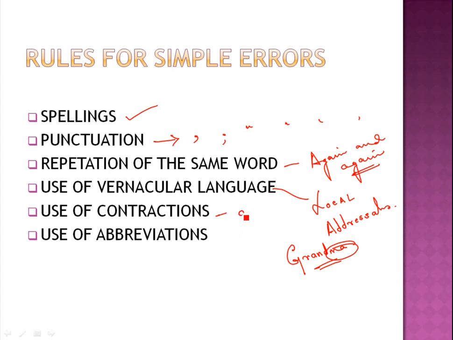Use of contractions, like don't, is not allowed. You can't write can't, you have to write cannot. Use of abbreviations like, for example, app, TV, all these are not allowed. Okay. All these are simple errors.